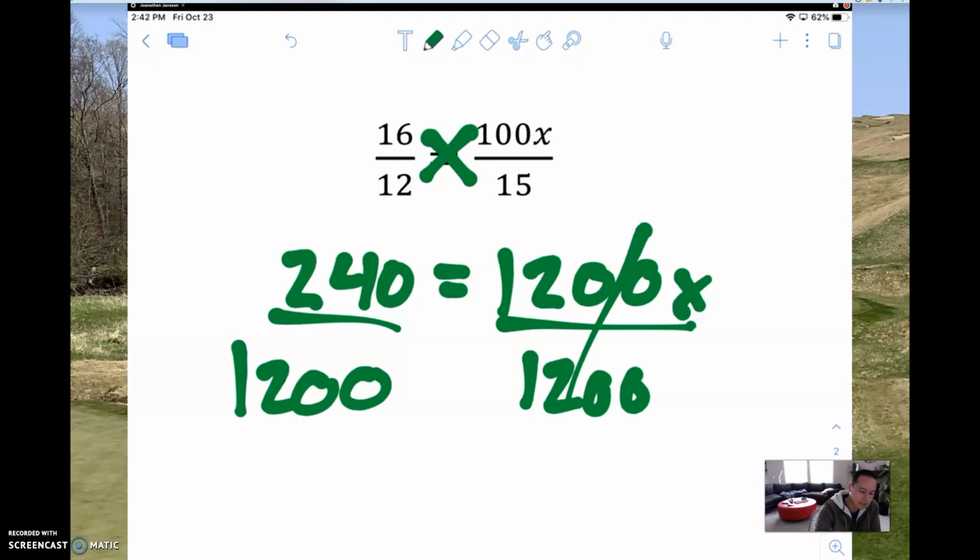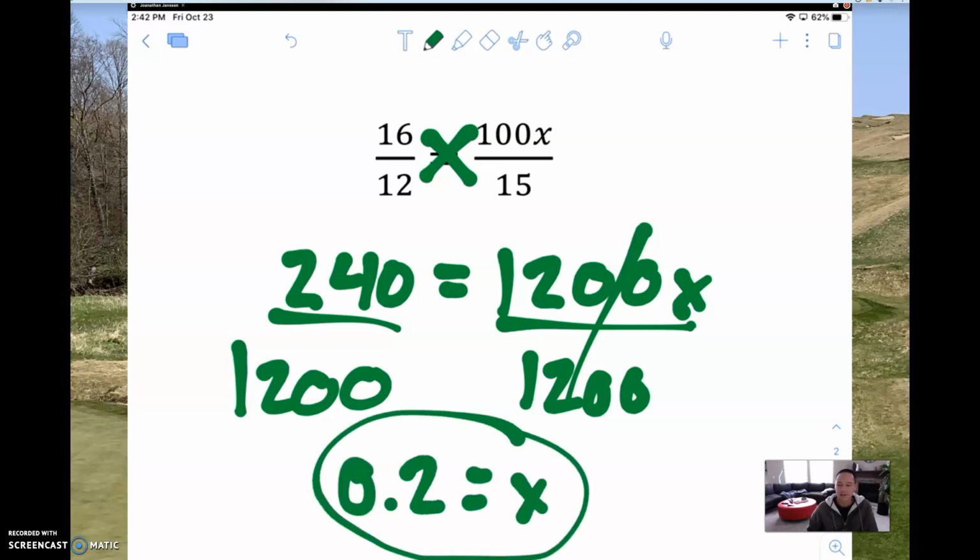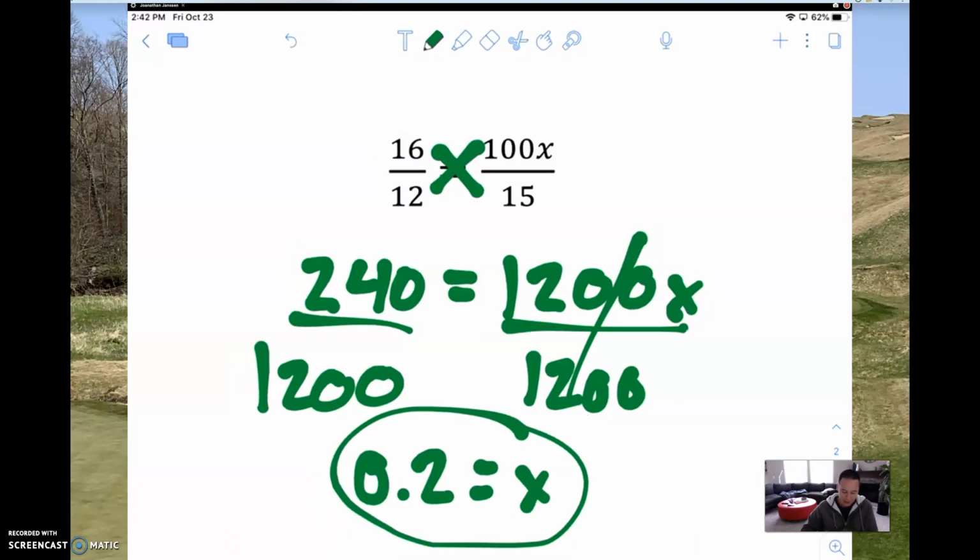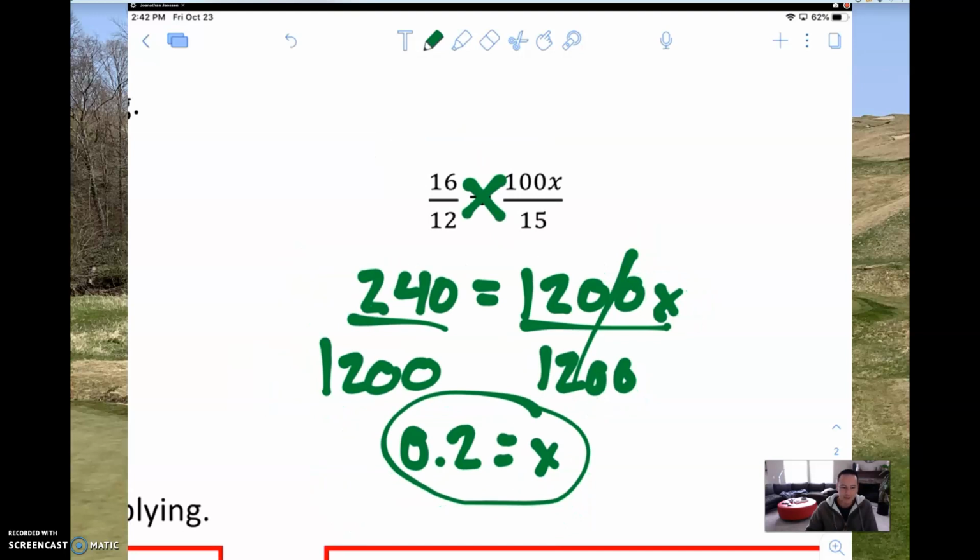If you take 240 and divide it by 1200, you get a decimal. Let me double check that. Divided by 1200, and you get 0.2. And that is just okay. It is possible for your answer to be decimals. It doesn't matter. So just trust your process and it should be fine.